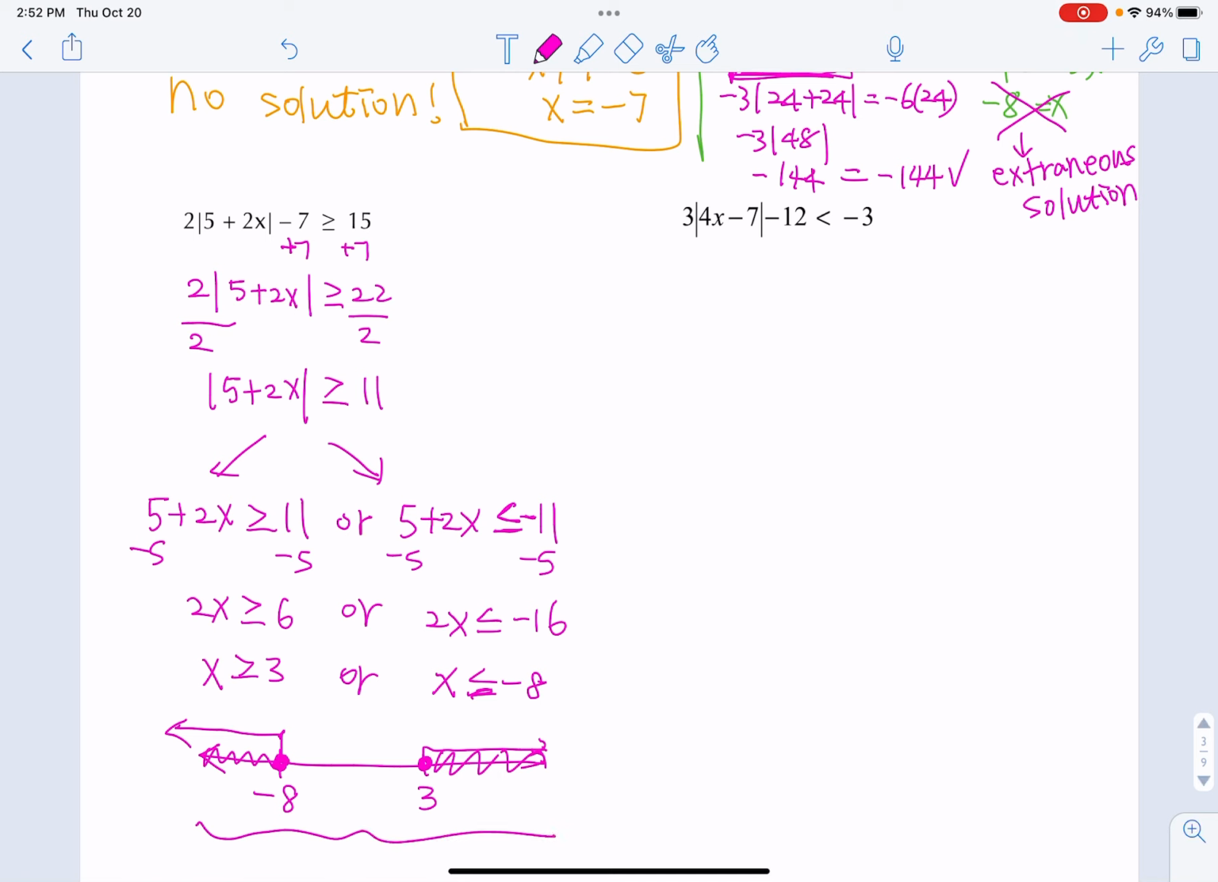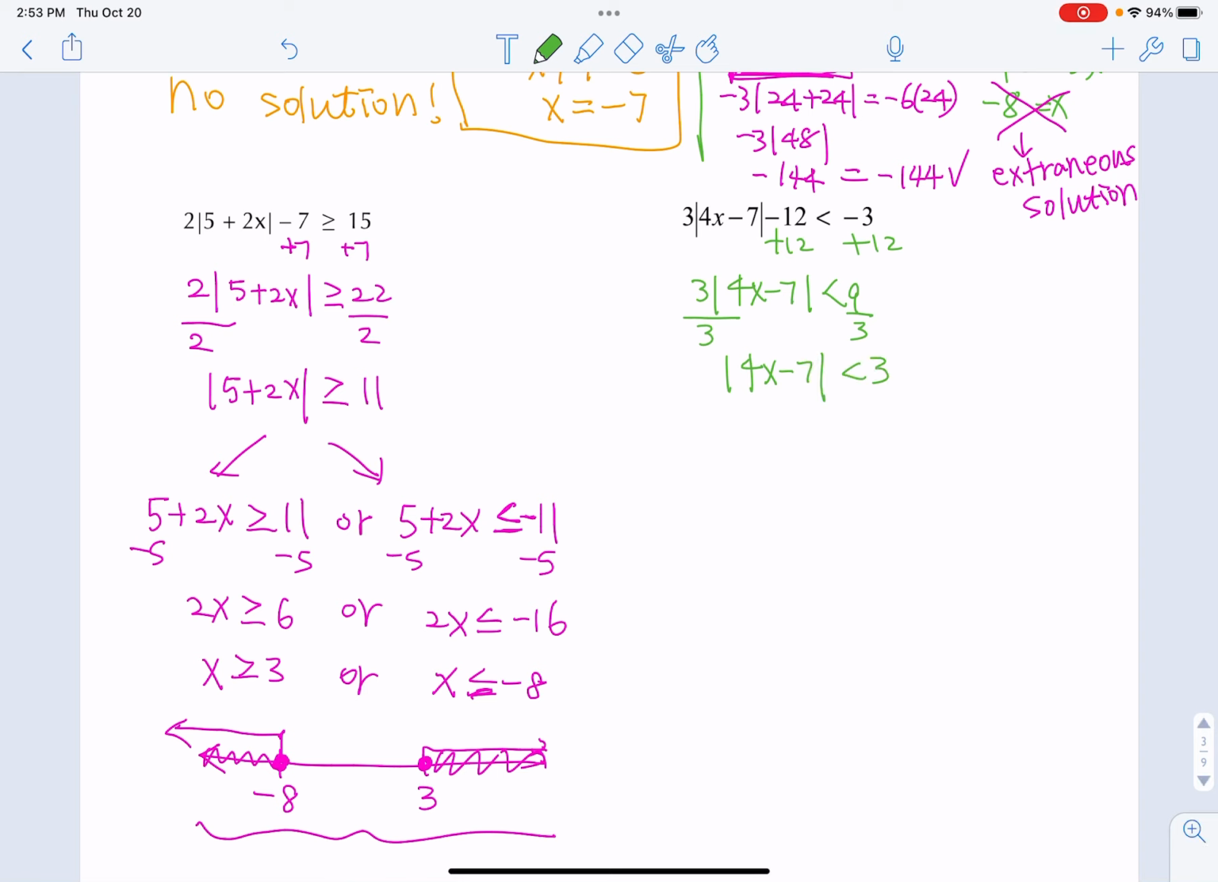And then the next problem. 3 absolute value 4x minus 7 minus 12 is less than negative 3. First, what we have to do is you add 12 on both. So 3 absolute value 4x minus 7 is less than 9. And then you divide by 3. Absolute value 4x minus 7 is less than 3.